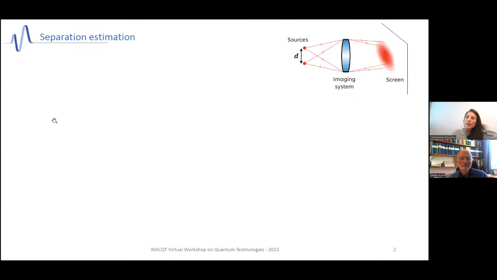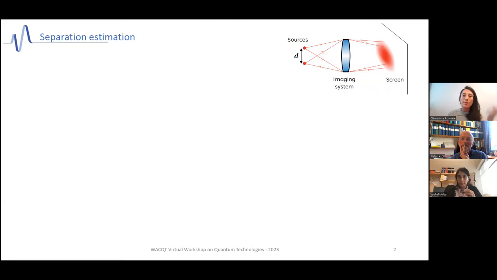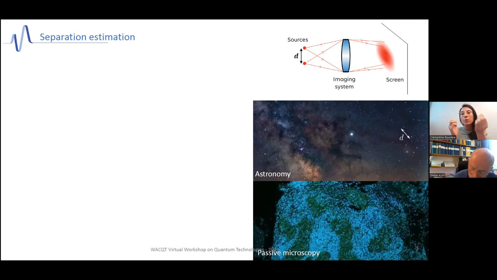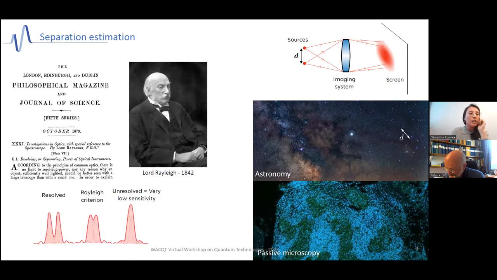Okay, so the problem we are interested in can be described in a very simple way. We are looking at two point sources that are imaged with an optical system, and as you know, because of the diffraction, you will see on the screen not two distinct points, but two blurry spots. This problem is interesting for both astronomy and passive microscopy, because if these two point sources are too close to each other, you cannot distinguish if there are two sources or only one. This problem is very old, and for instance, Rayleigh established a criterion to say that under a certain separation, you cannot resolve two sources.